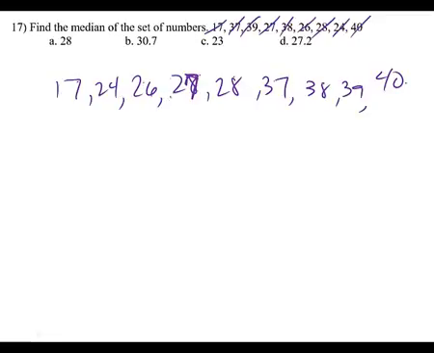Okay, so I've got an odd number, so I get to go right to the middle. What's right in the middle? 28. What if I had an even number of numbers? Add both, divide by 2. Good. What do you think some of these other answers are up here?